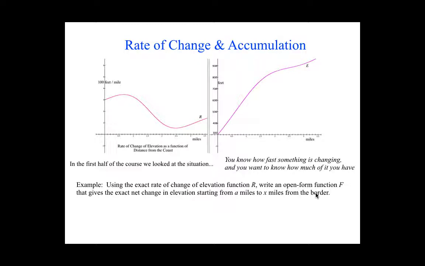So pretend where that cursor is, it says coast instead. So looking for net change in elevation starting at a miles in from the coast up through any point that's x miles in from the coast, on some road in a straight line going away from it, you can imagine.